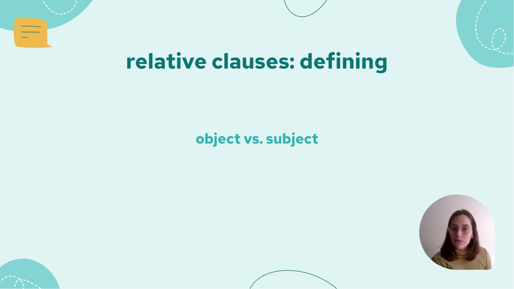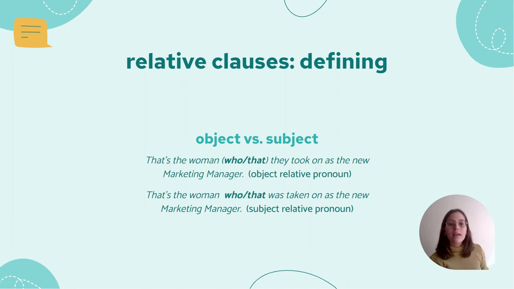But before we talk about those, let's speak about defining relative clauses. Defining relative clauses give necessary information about something else. And that something can be an object within the sentence or the subject of the sentence. And the difference marks whether I can take out the relative pronoun or not. Let's see. If I'm giving extra information of an object, then I can take it out. It's optional, but you may do it.